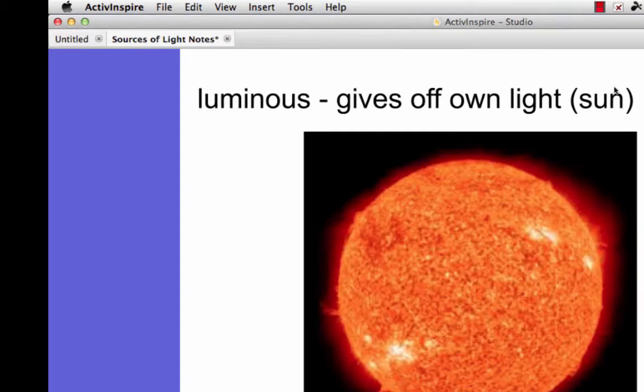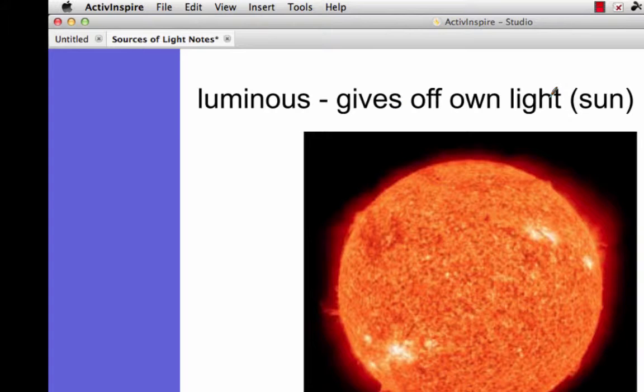So we're going to begin talking about sources of light. In the very beginning of your note sheet, it asks you for a definition, and that definition is luminous. We need to define the term luminous as something that gives off its own light. So the sun is a perfect example of something that is luminous. It has its own light source.